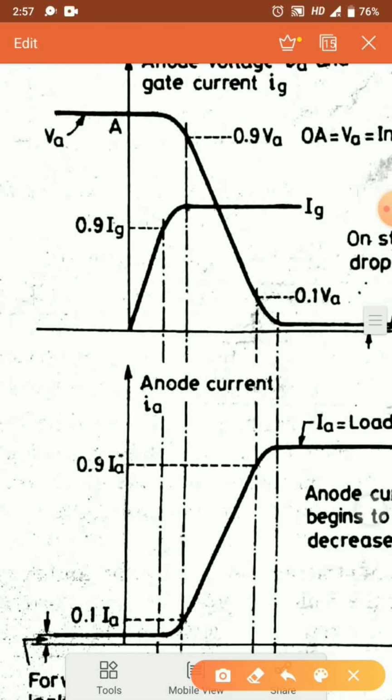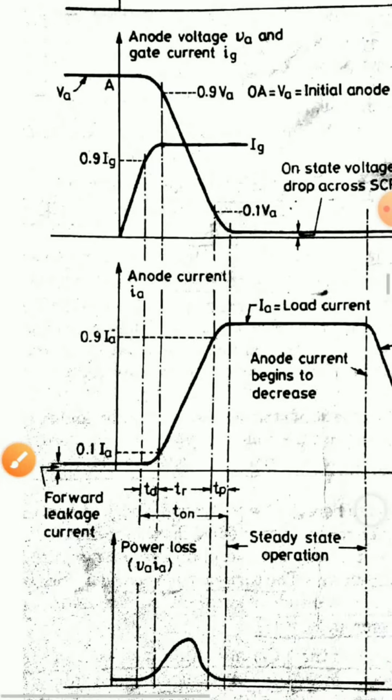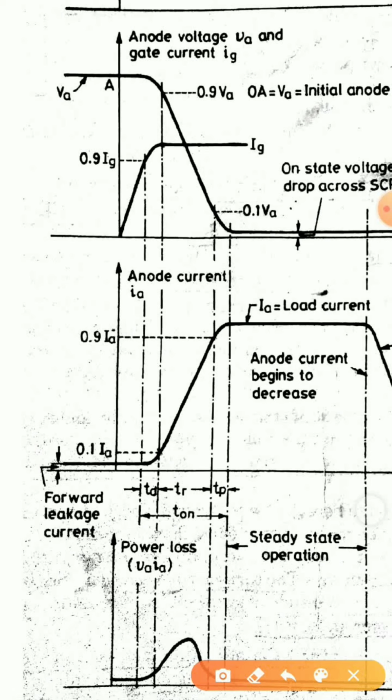Now in rise time, the anode current will rise from its 0.1 value to its 0.9, that is from 10% value of my anode current to 90% value. The time that is required to reach here, we call it the rise time, or rise time can be said as the portion where the anode voltage drops from its 90% value to its 10% value. The gap between these two instants is called my rise time.